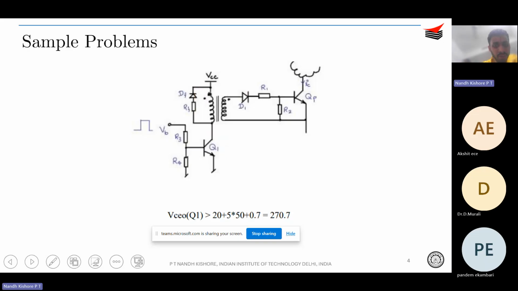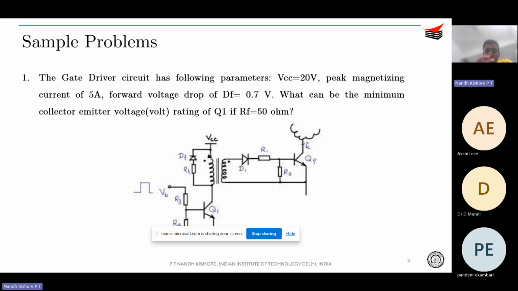Just a second. So this is your 20 volts, and then this is what you want to find out. We call this VCEQ1. Okay, so you have the plus over here, right? And then you try to understand what would be the peak magnetizing current, which is 5 amperes.